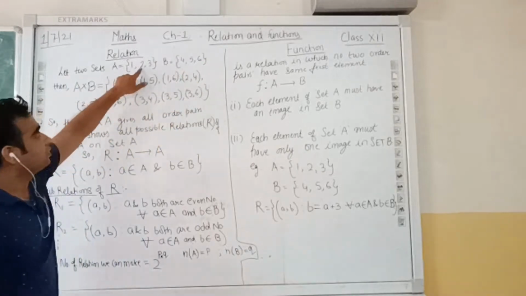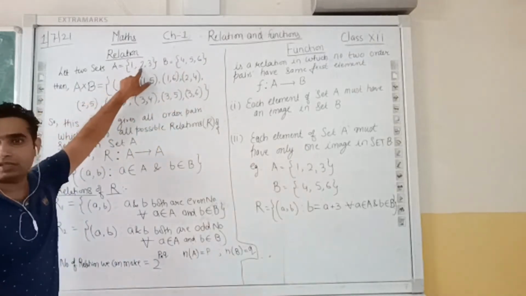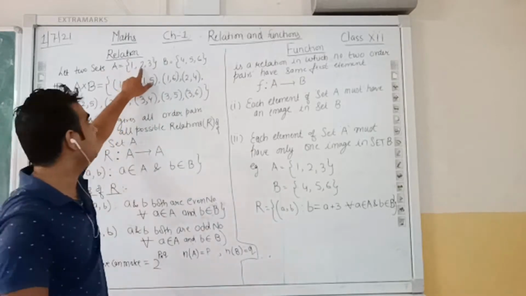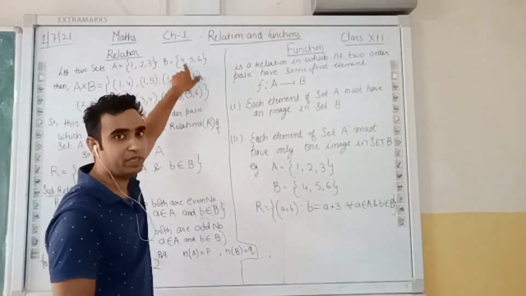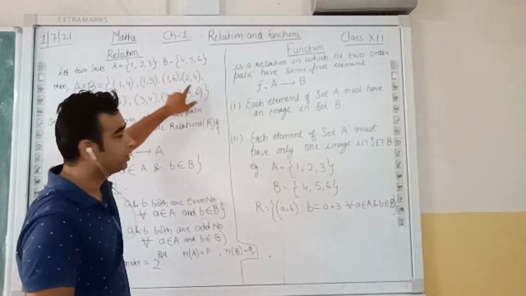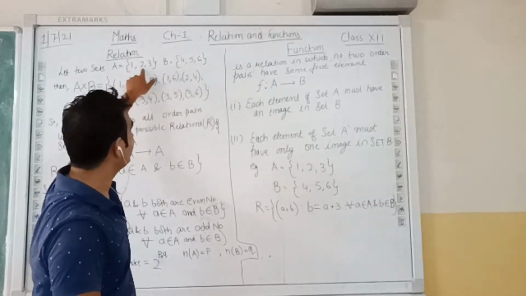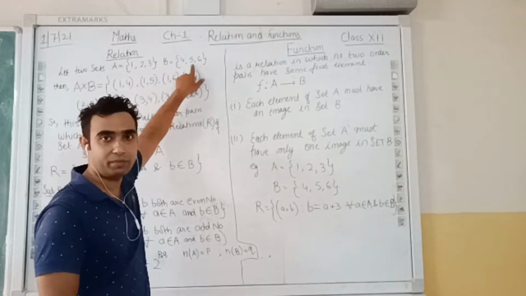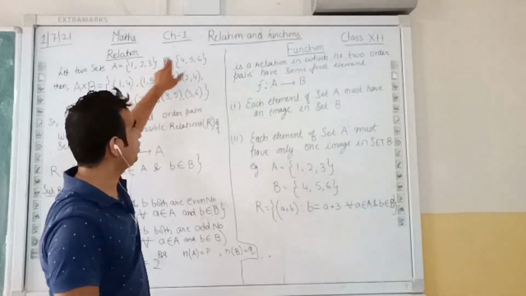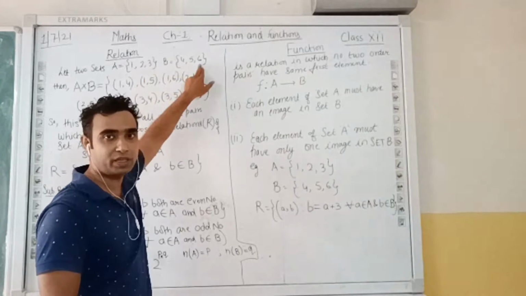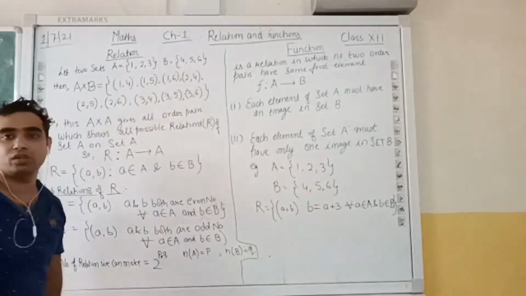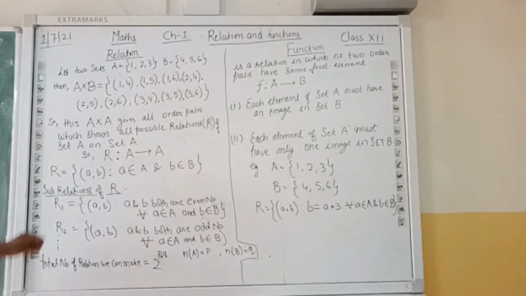Then the second element of set A will get related to the first element of set B, that is 4, so we write 2, comma 4. Then the second element of A with the second element of B, we write 2, comma 5. Then the second element of A with the third element of B, that is 2, comma 6. Like this we will get all the possible relations.